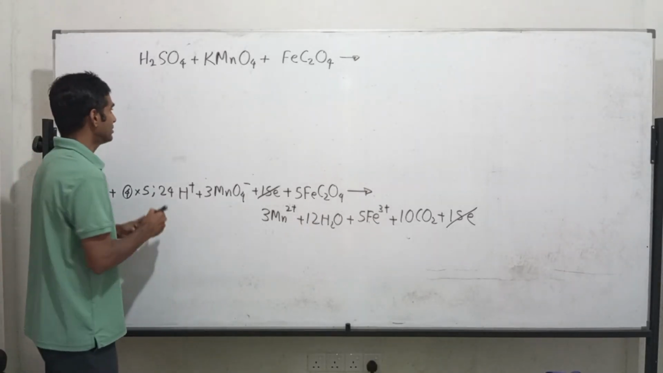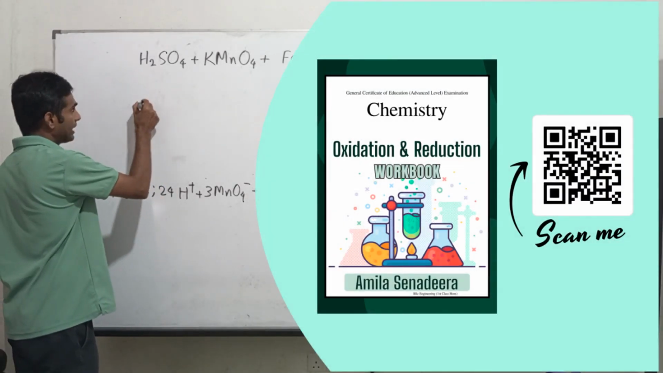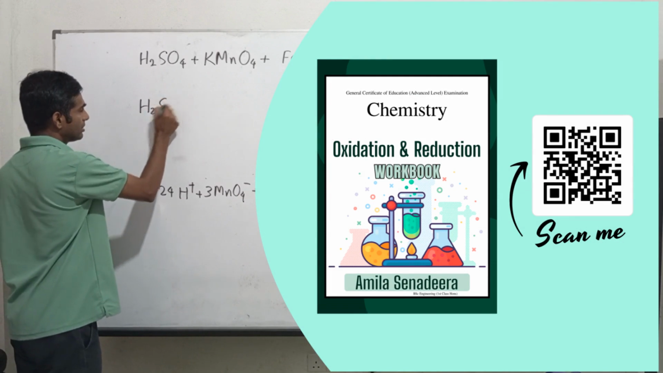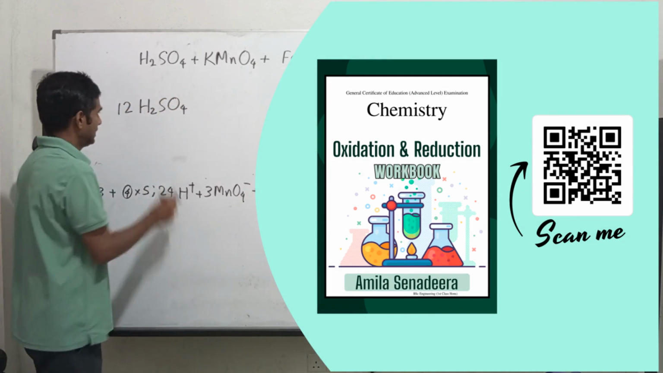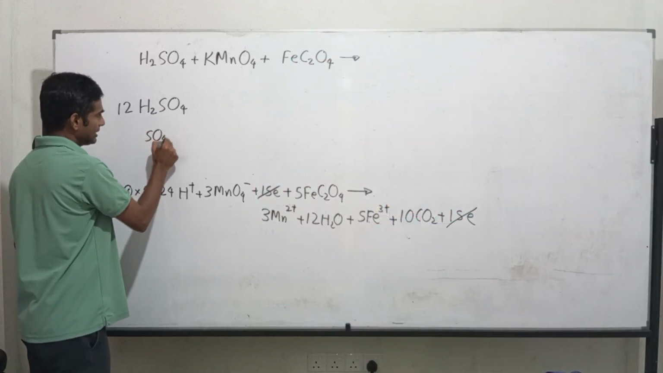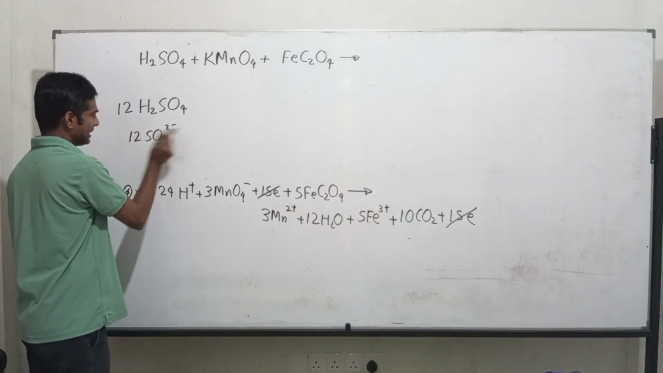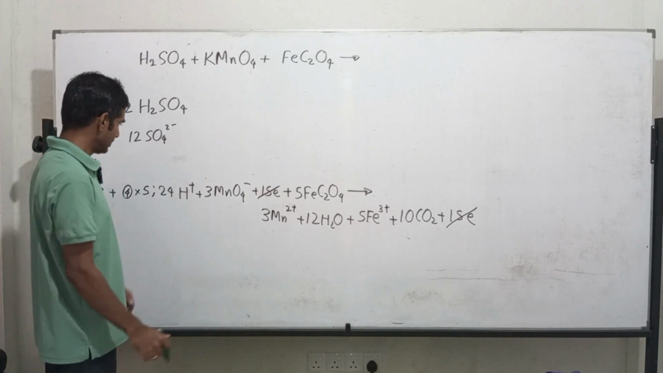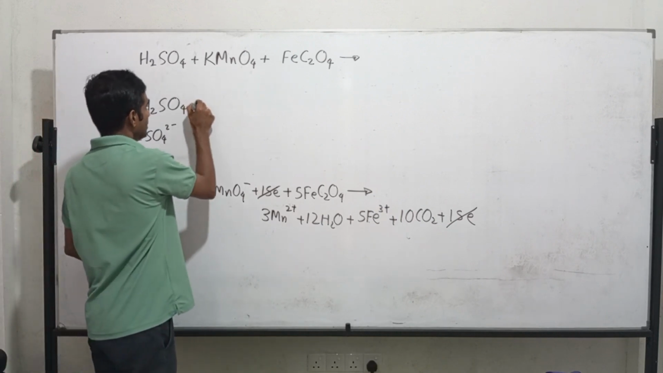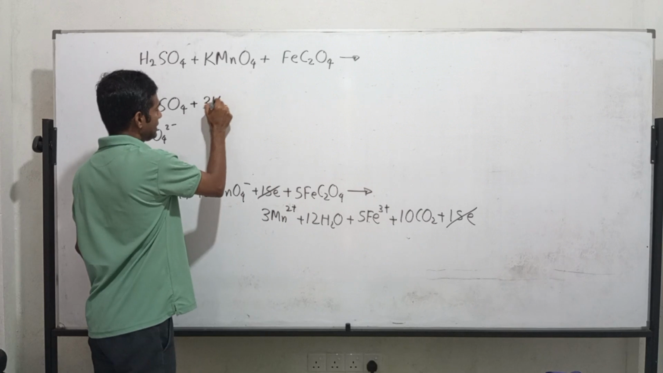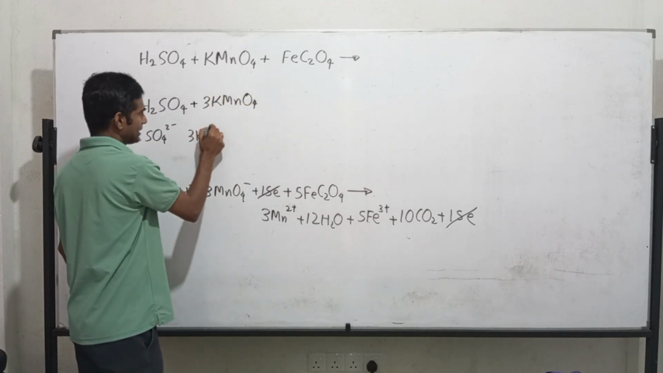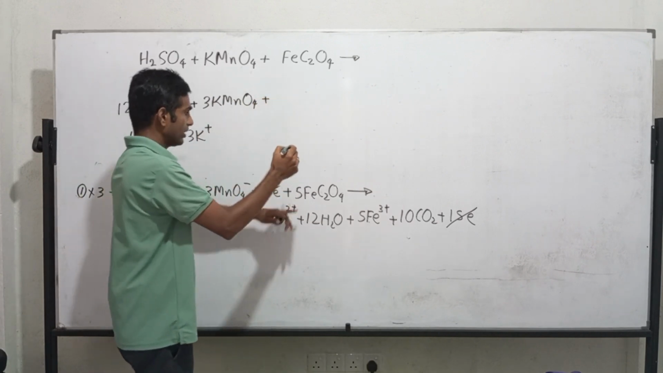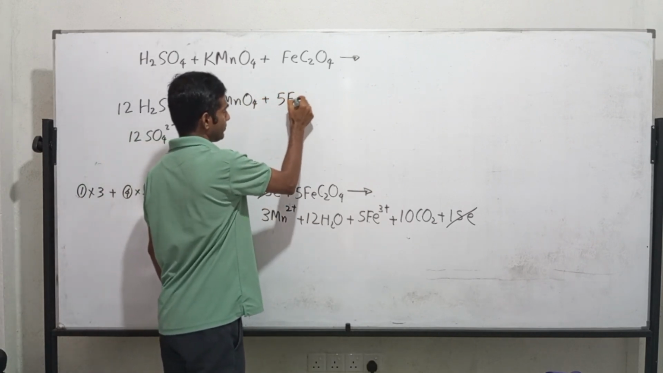24 hydrogen ions. To get 24 hydrogen ions, we need 12 sulfuric molecules. Then there are 12 sulfate ions excess in the reactants side. Then 3 permanganate ions. We need 3 potassium permanganates. 3 potassium ions are exits. 5 ferrous oxalates.